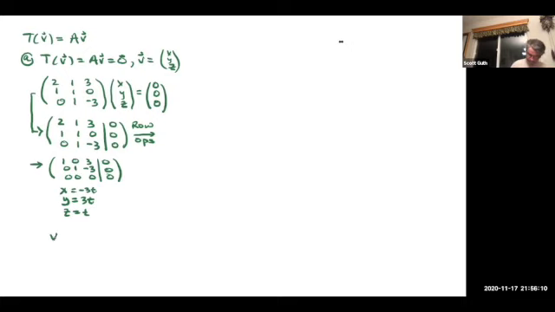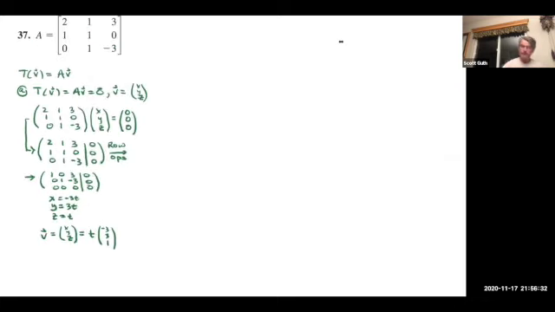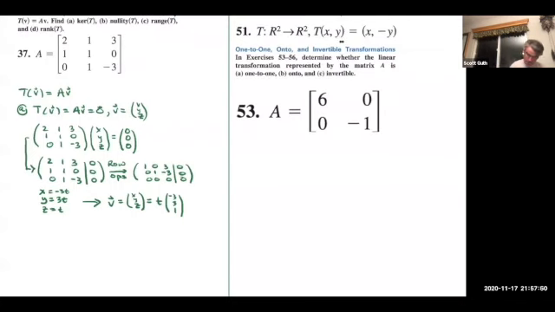So our vector v, which is xyz, has to be equal to t times negative 3, 3, 1. And any vector of that form will map to 0. Okay, so the kernel of our transform is just the span of this one vector, negative 3, 3, 1.